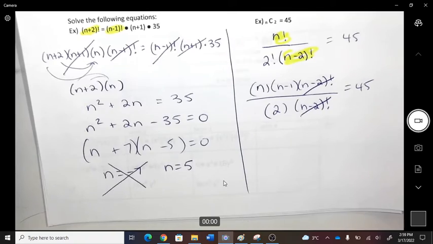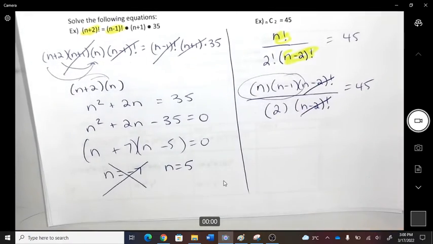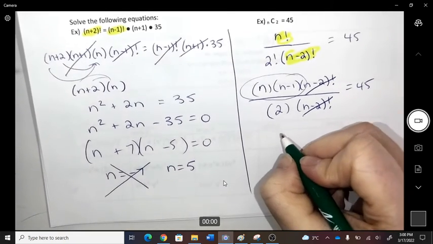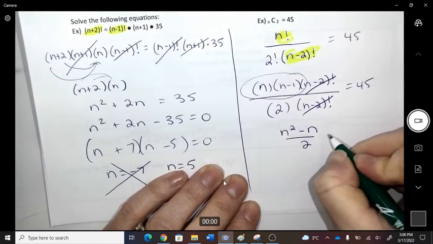So that cancels. Can we multiply those two things? Can you do that on the top? So n squared minus n.